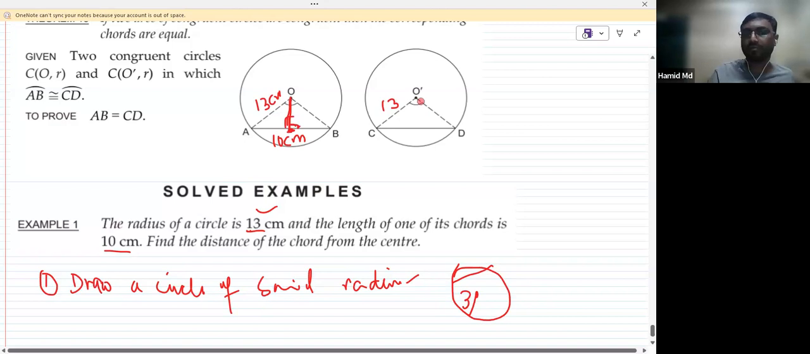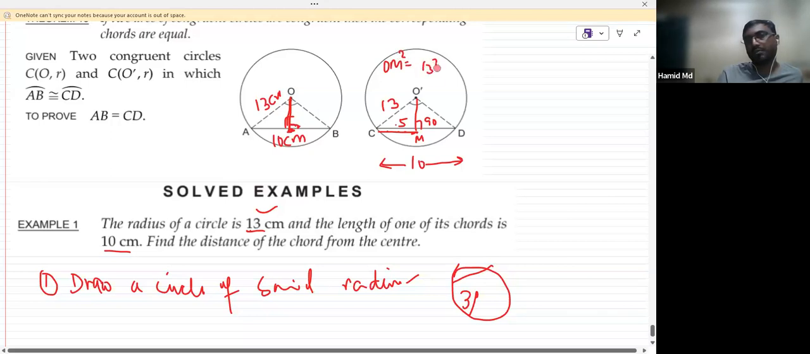First thing, if we draw a perpendicular to the chord, say this is M, how will this chord be behaving now? If the entire length is 10 centimeter and it is divided, what will be this length from here to here? It'll be 5. And now it's a 90-degree angle, so we may use the Pythagorean theorem. So OM will be how much? OM square will be 13 square minus 5 square.